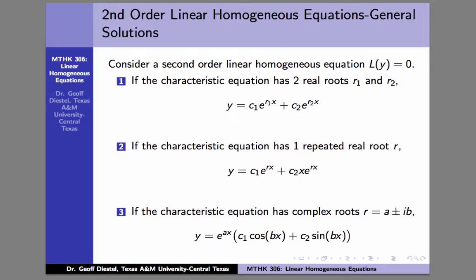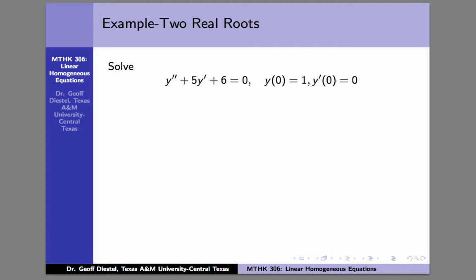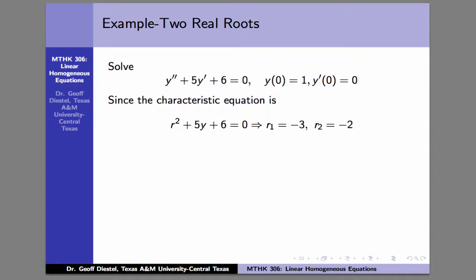So let's look at 3 examples of initial value problems, one of each type. First, 2 real roots. We have our initial value problem, a second order, linear homogeneous equation, with 2 initial conditions. So we look at the characteristic equation. We realize that it has 2 real roots, negative 3 and negative 2. So we're in method or case 1. Our general solution is just a sum of these 2 exponential functions, and the constants are just placeholders until we apply the initial conditions to figure out what they are.